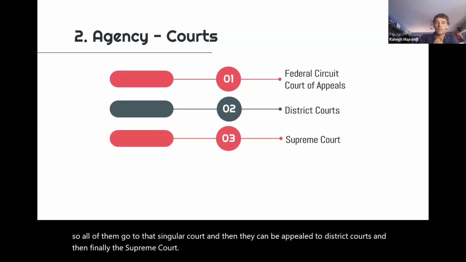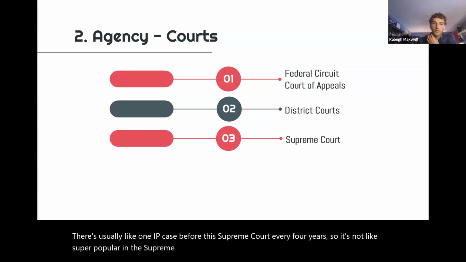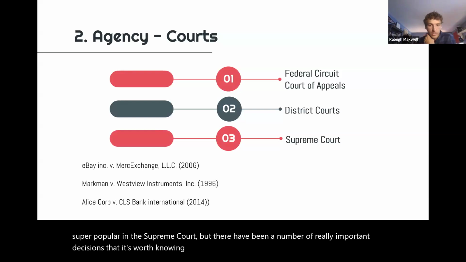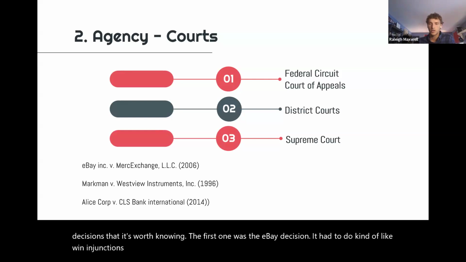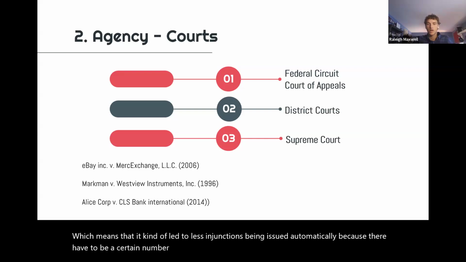There's usually one IP case before the Supreme Court every 4 years. So it's not super popular in the Supreme Court, but there have been a number of really important decisions that it's worth knowing. The first one was the eBay decision. It had to do with when injunctions were issued. It set a standard for when they should be issued automatically, which led to fewer injunctions being issued automatically because there have to be a certain number of requirements met. It's pretty complicated. I'm not that well versed in those requirements, but it did lead to fewer automatic injunctions.